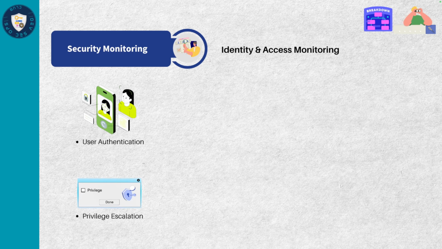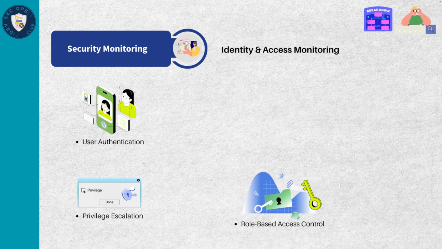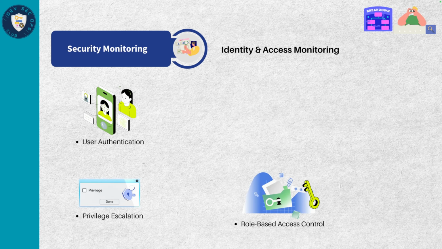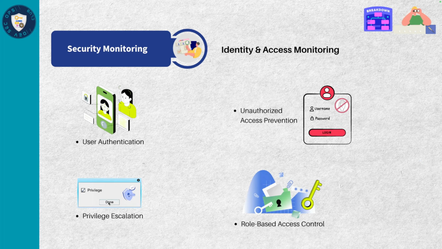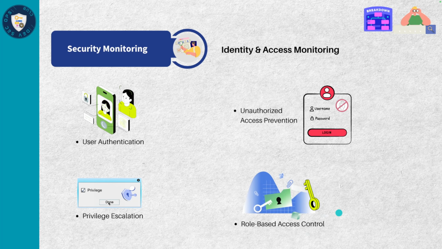Next in this category, privilege escalation, tracking unauthorized attempts to log in to elevated system access. Then RBAC, which is simply role-based access control, ensuring users have appropriate permissions based on their roles. Next, unauthorized access prevention, blocking unapproved login attempts and access requests. And why is this important? If access control is weak, an attacker can compromise accounts, steal data, or manipulate system settings, which leads to, again, very severe consequences for the company.